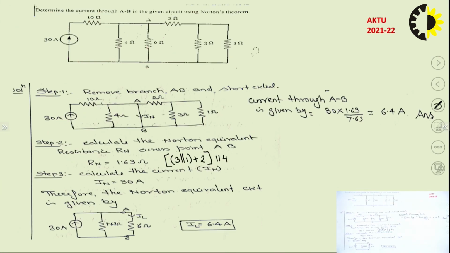Now the next question is, you have to find the current through terminal AB. Here they have specified the terminal, so you will short it, right? And if you short it, you can see the 30 ampere will flow through this IN. The whole current will flow through it. So the IN value will be 30 ampere, and for finding out the Rn, you can see this 3 and 1 are in parallel, and this is in combination with 2 ohm, and no current will flow because it will get open, and this combination will be in parallel with 4. So 3 is in parallel with 1, this combination will be in series with 2, and again this whole combination is in parallel with 4. So the Rn value is coming 1.63.